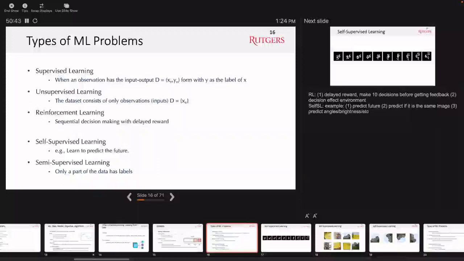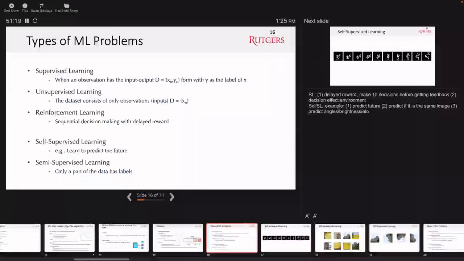In reinforcement learning, let's say you're playing a Go game, and you will not get your final reward until the end of the game, right? You need to play the game for a lot of hands before you get the final reward. So this is very different from supervised learning, and of course very different from unsupervised learning. And it requires a lot more effort to make the learning algorithm work, to learn the agent.